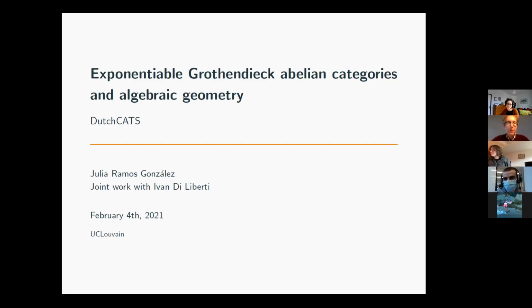She's going to talk about some work in category theory, about exponentiable Grothendieck abelian categories in algebraic geometry, and I'm very curious what she has to say, so please go ahead. Okay, thank you very much. First of all, I would like to thank Benno and Benedict for the invitation to talk. What I'm going to talk about is indeed exponentiable Grothendieck abelian categories, and in particular how we see this in algebraic geometry. This is joint work with Ivan Diliberti, who is also among the audience, so he can maybe assist me with some questions at the end. Okay, so let's get started.